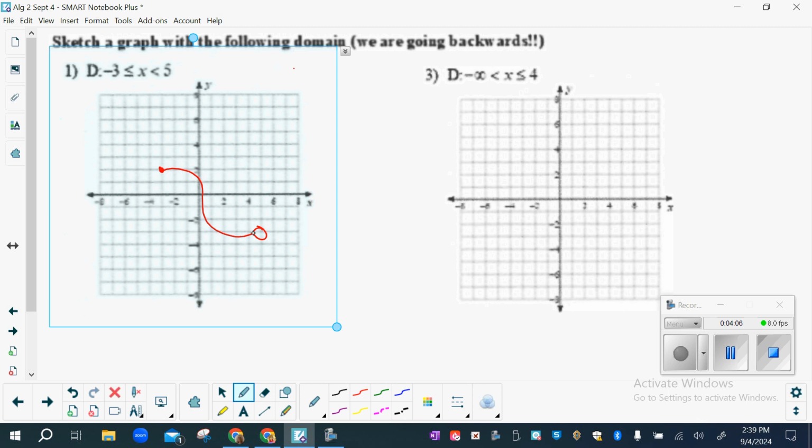It doesn't matter what the y values are, it has to be closed on the -3 and then open on the 5. Does that make sense? There are lots of different possible answers on that.